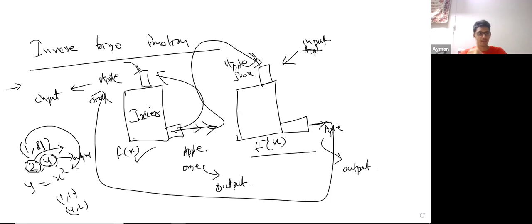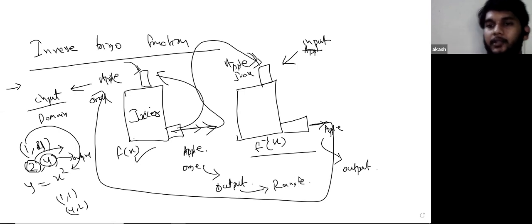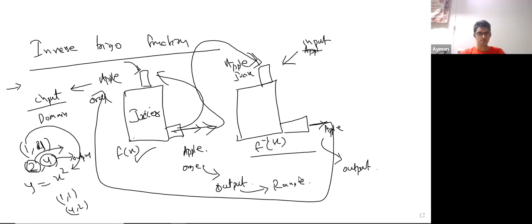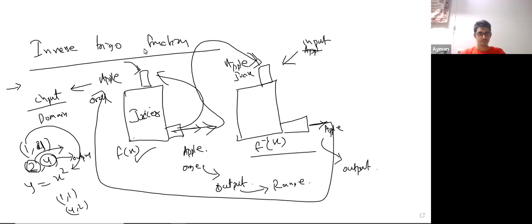All right. So this input thing we call domain. Whatever value you can put in a function, that is called domain. The output thing is called range, right? What variety of things you can have as the output of a function. This thing is clear? All right. So domain and range. So what does inverse function do? It inverts the domain and range, right? All right. So now let's come to inverse trigo function.